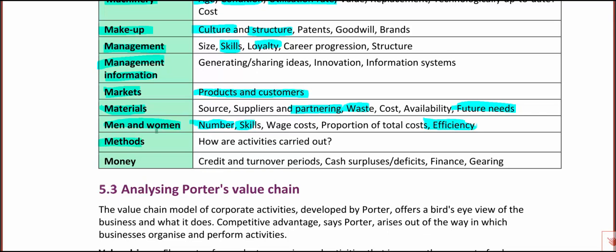My methods, so what do we currently do in terms of activities? So my markets will show me what I'm doing, my methods will show me how I'm doing it, and then money. How am I doing in terms of my potential financing of these options? So all the way from my working capital bits and pieces, so credit periods, all the way down to my long-term capital structure and my gearing or debt to equity ratios.